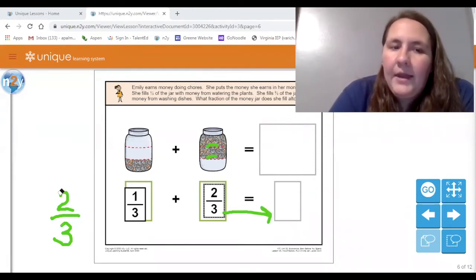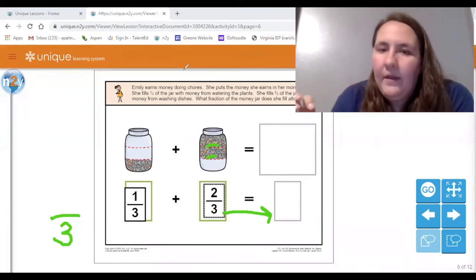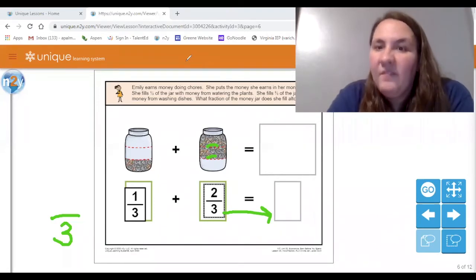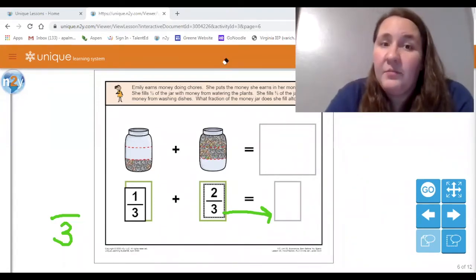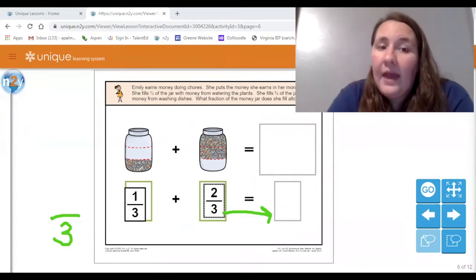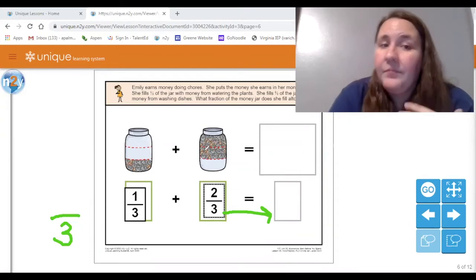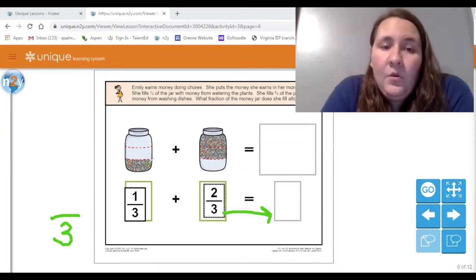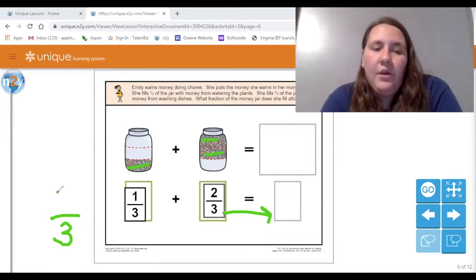So when we're adding, are we putting numbers together or are we taking away? Yeah, all together, right? That means how many are all together. So I need to put them together. So I'm going to count all my pieces up and see how many pieces I have, right? So let's count together. Ready? 1, 2, and 3. Beautiful job counting.